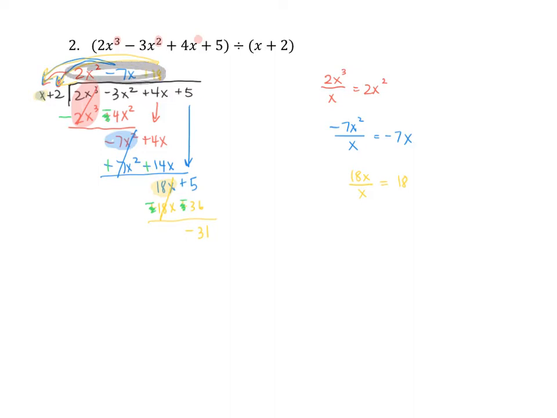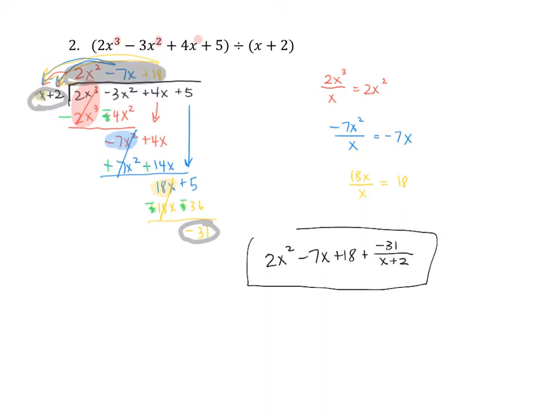Here is the quotient. So all of this in gray is the quotient. And then we have a remainder of negative 31. And that can go over this divisor, just like for our remainder in the previous problem. So our answer, our quotient, is 2x squared minus 7x plus 18 plus negative 31 over x plus 2.